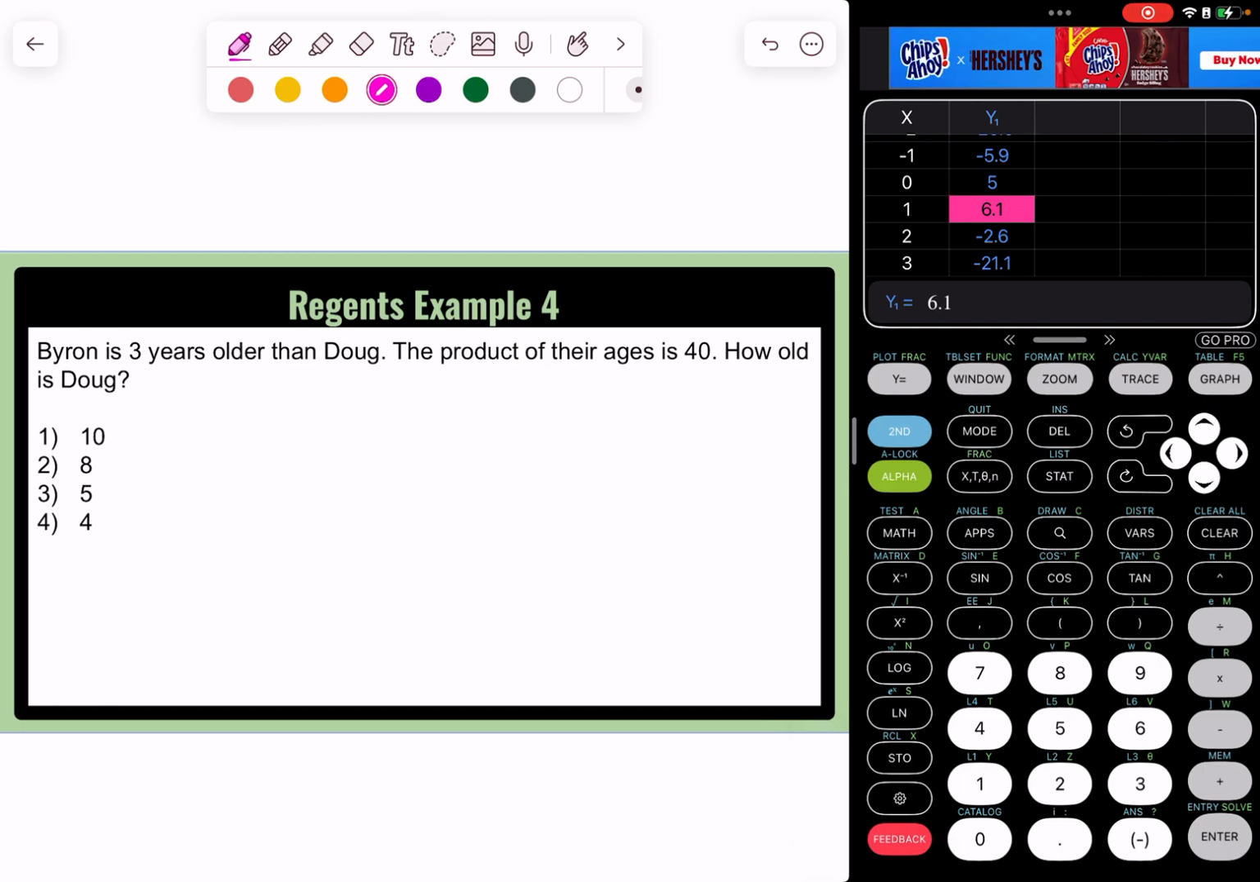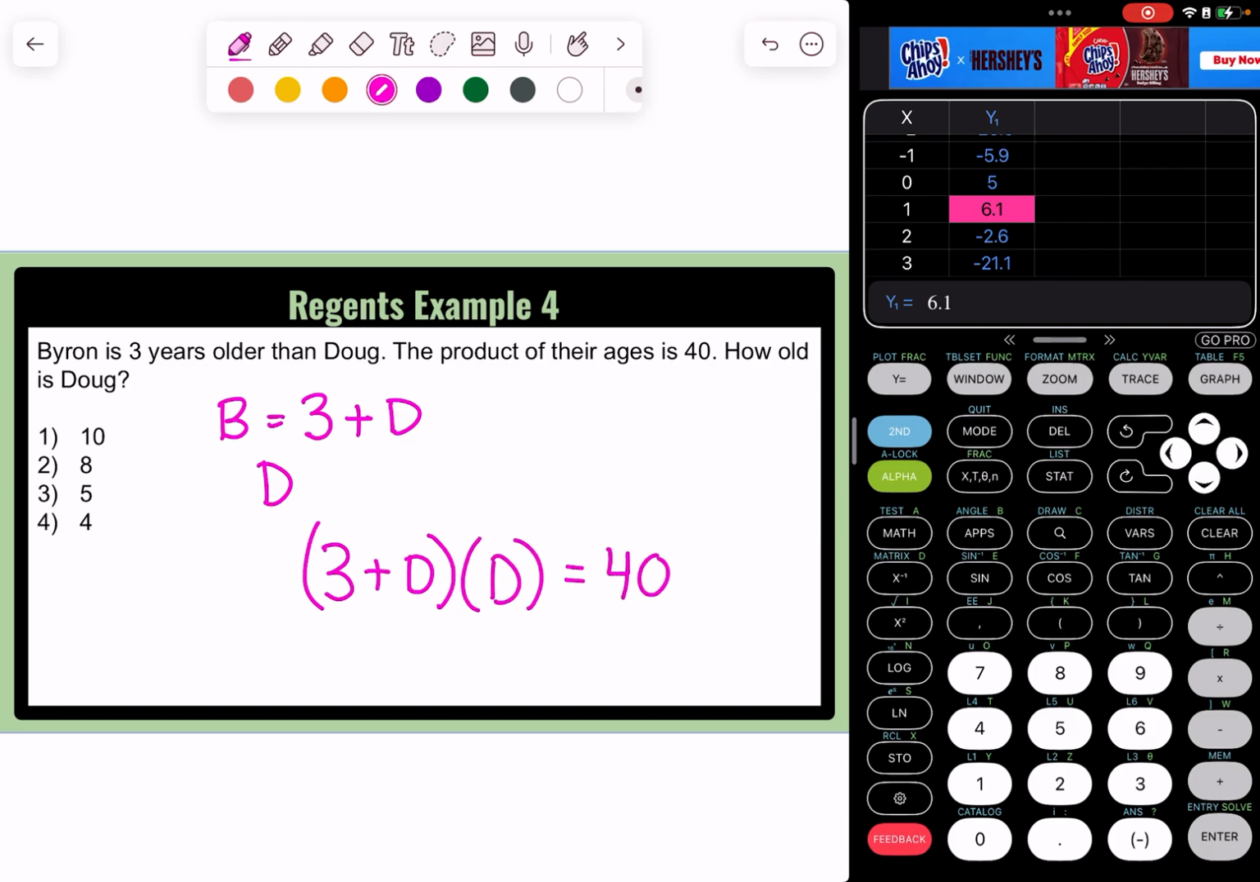Brian is 3 years older than Doug. So Brian's age equals 3 years plus Doug's, because he's 3 years older. The product of their ages is 40. I don't know how old Doug is, so I'm just going to put a D. All right, product. Product means to multiply. So let me multiply these two things. 3 plus D times D equals 40. Let's do this problem. 3 times D is 3D. D times D is D squared equals 40.